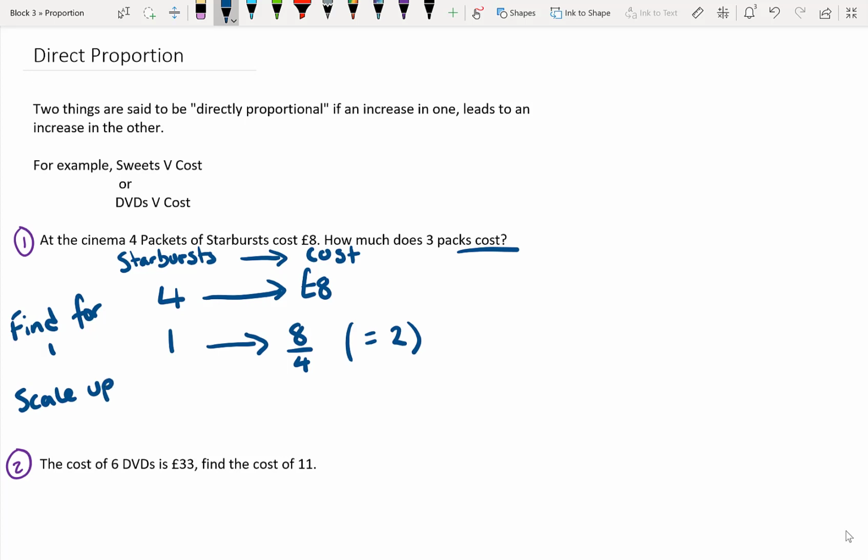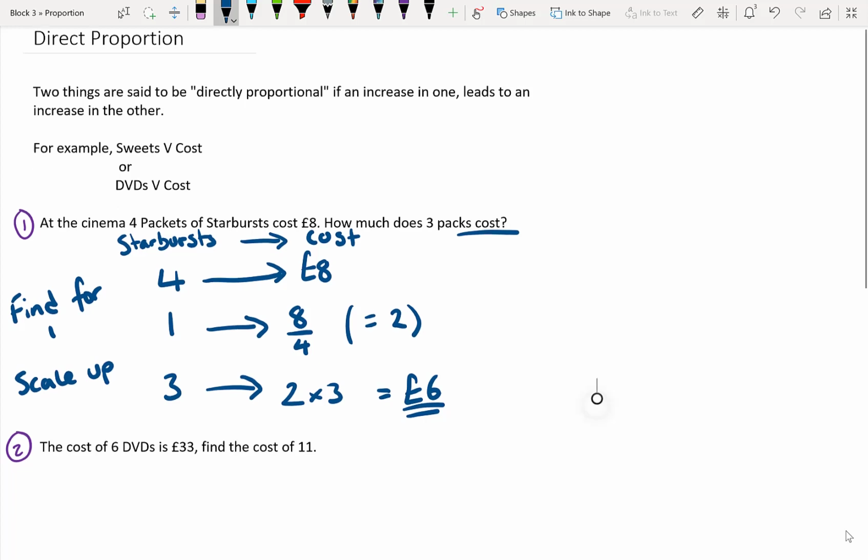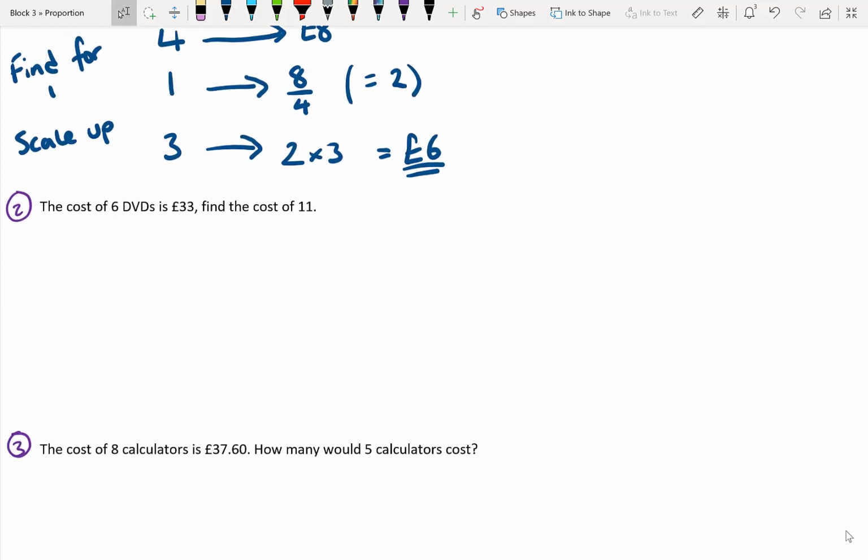The final thing we're going to do is scale it up. So if one of them costs me that much, how much are 3 of them going to cost me? Well, it's going to be 3 lots of that. So 2 lots of 3, which is £6. In the middle here, we don't have to include all our units as we're working through, because we're going to get confused and try to put them in the wrong place. So in the middle bit you're allowed to drop your units, as long as you remember to include them again at the end.